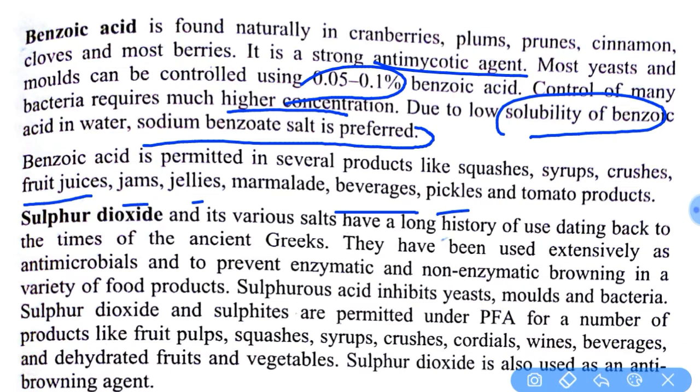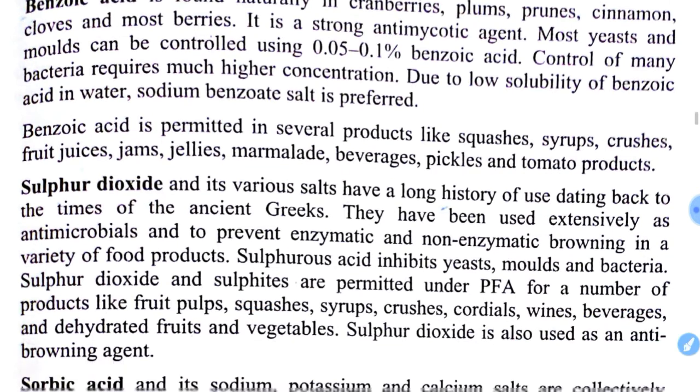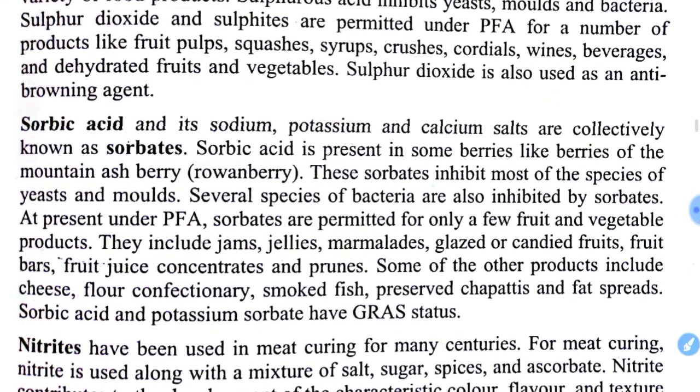Then sulfur dioxide and its various salts have long been used. All these are used in wines, beverages, and squash. Then sorbic acid is also used, which is generally regarded as safe. It has this status. It is being used in fruit juices, concentrates, confectionery, flour confectioneries, then smoked fish, all these things.